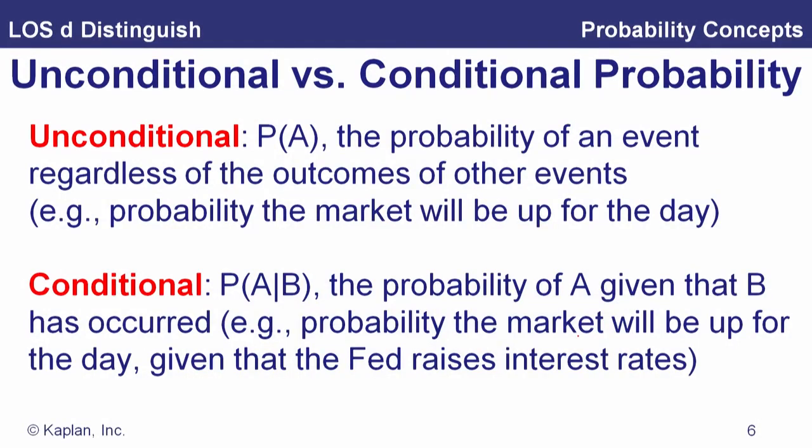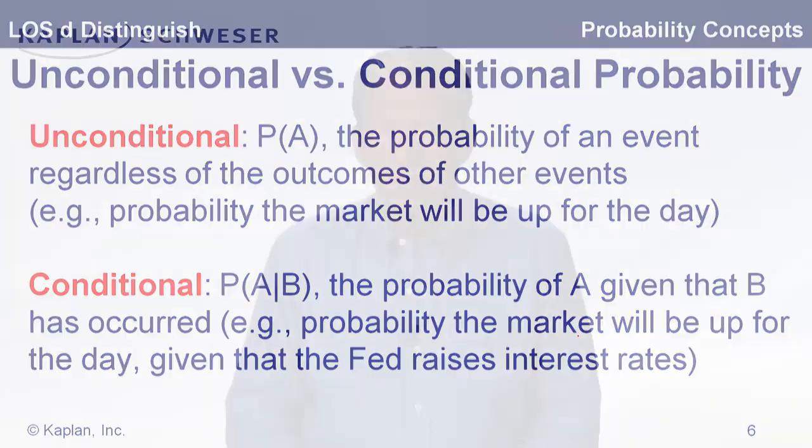Now, conditional probability is the probability of an event given that some other event has occurred. So we read that vertical line there as given. So we say the probability of A given B, or given that B has occurred. So if, as an example, we've got the probability the market will be up for the day given that the Fed announces an increase in interest rates. And so that's going to be different here from the unconditional probability.